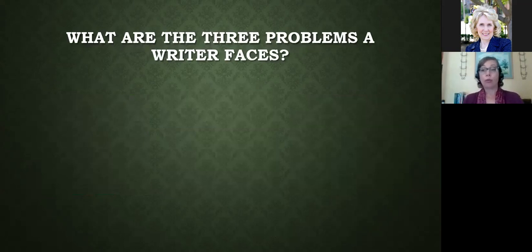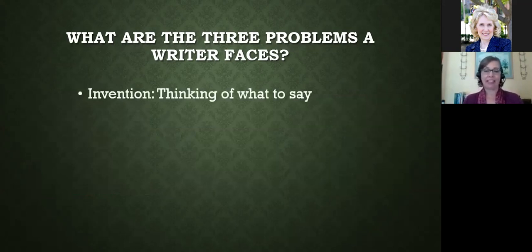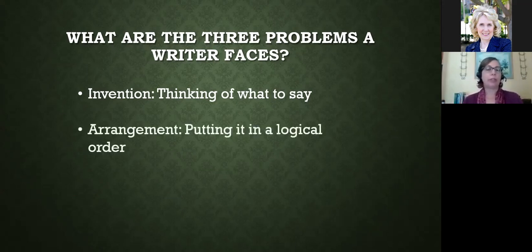All right, so you might wonder, well then, what are the problems a writer faces? There are 3 main problems a writer faces, and I bet you can't imagine what those are. They happen to be invention, thinking of what to say, coming up with what to say. This is the blank page problem that the students have. The story prompt says, write a creative story about the 1800s. And you're given a blank page. What do I do? Okay. The second is arrangement, putting it all in a logical order.